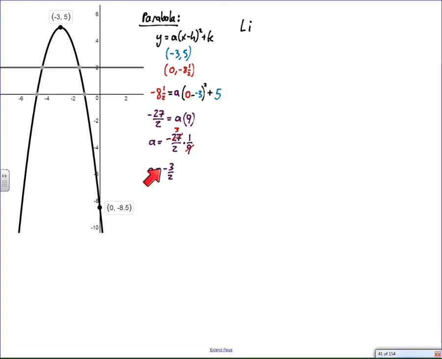And just verifying, it should be negative because the parabola is opening down, and it should be bigger than 1 because it appears that there's a stretched out parabola here. It's not over 1, down 1, it's over 1, down a little bit more. So that's consistent with what I see on the graph, so I will move forward.